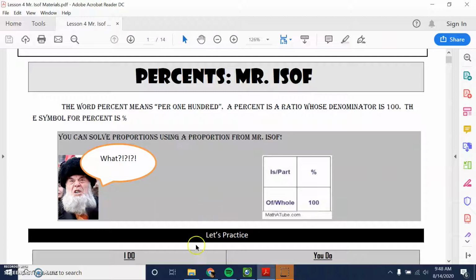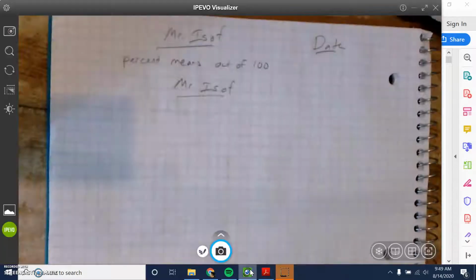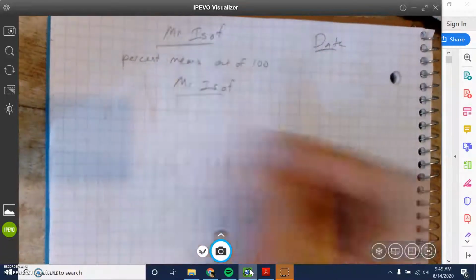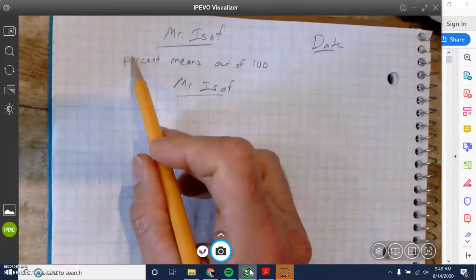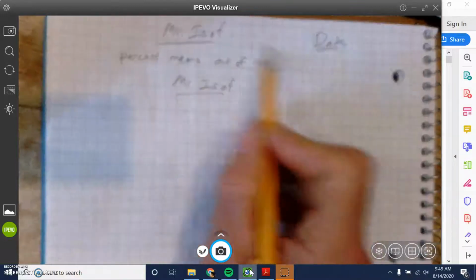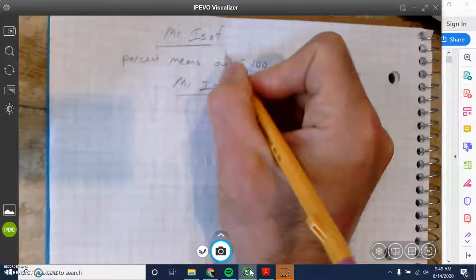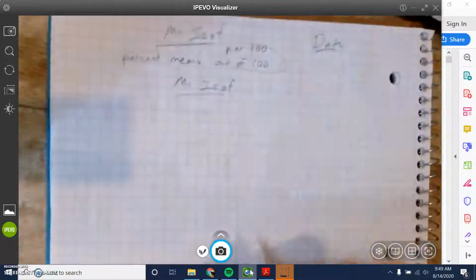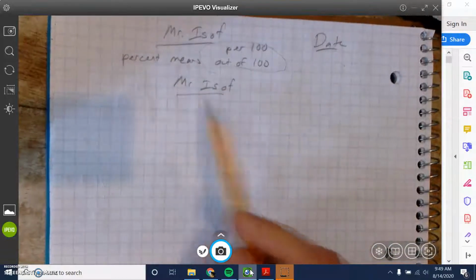Okay, so first things first, we have to set up our paper. Boom, Mr. Isof is today. Write the date right there. Percent means out of 100 or per 100. Write that down.